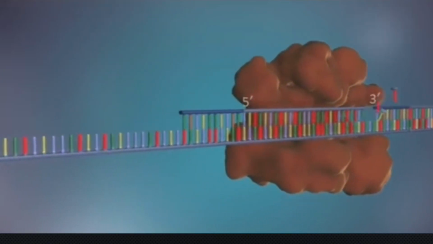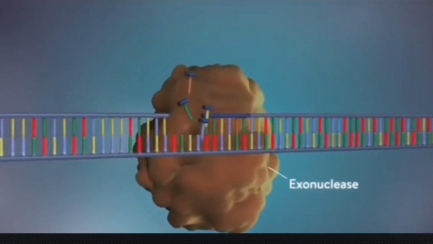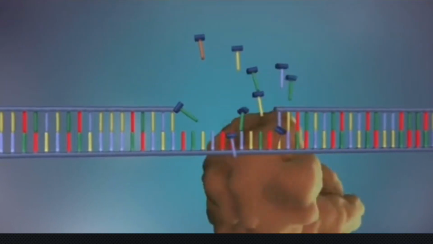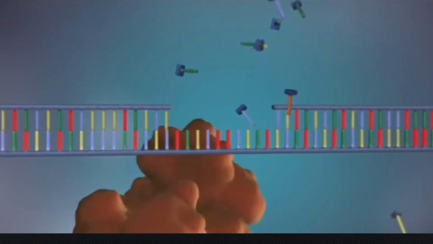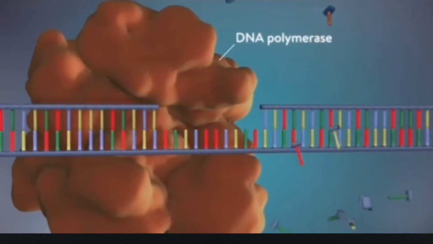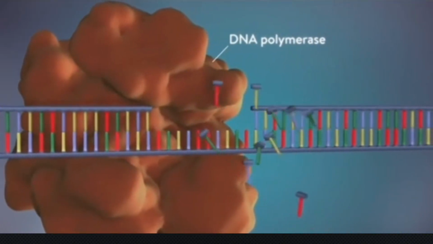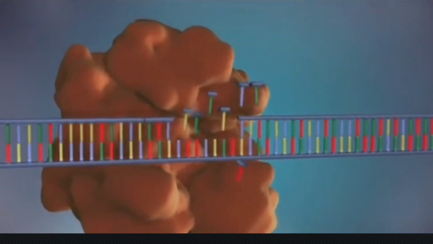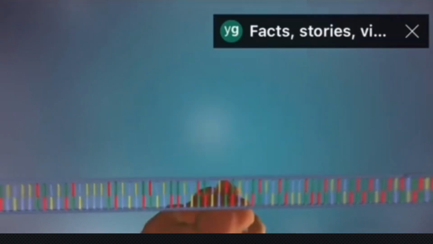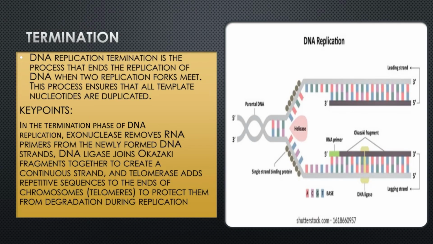Once the replication is complete, another enzyme will follow. So it's the exonuclease. The enzyme exonuclease will remove the RNA primers and replace them with DNA nucleotides. And also, the exonuclease, class, will play a crucial role in proofreading and removing any incorrectly paired nucleotides, ensuring the accuracy of DNA replication.